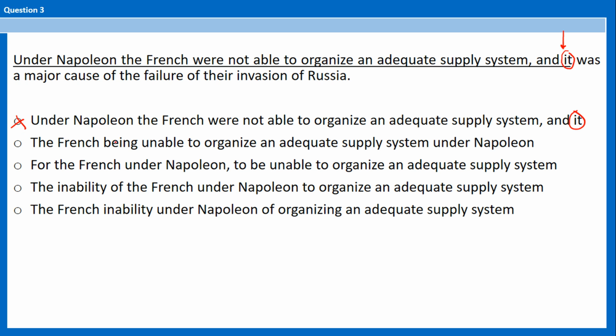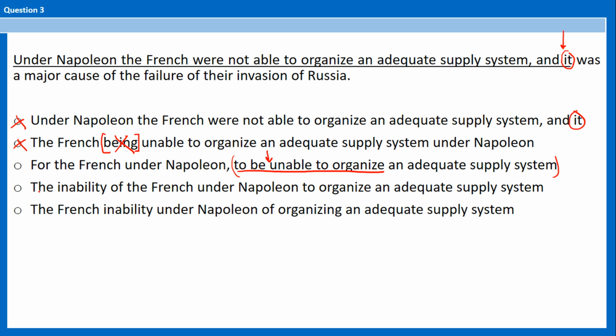Then in B you have the French being. Okay, be careful with being, that's awkward. For the French under Napoleon to be unable to organize an adequate supply system was a major cause of the failure of their invasion of Russia. So my subject now is an infinitive, to be unable to organize. Okay, to be unable was a major cause of failure. Okay, let's leave this for a second. Then it's a bit awkward to use an infinitive as a subject. It's not wrong, but we prefer to use a noun.